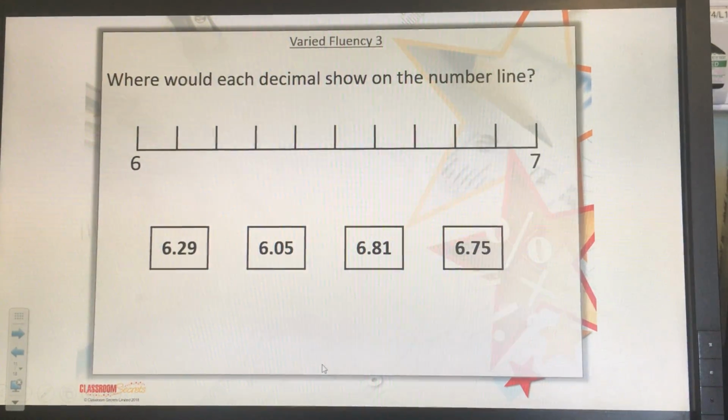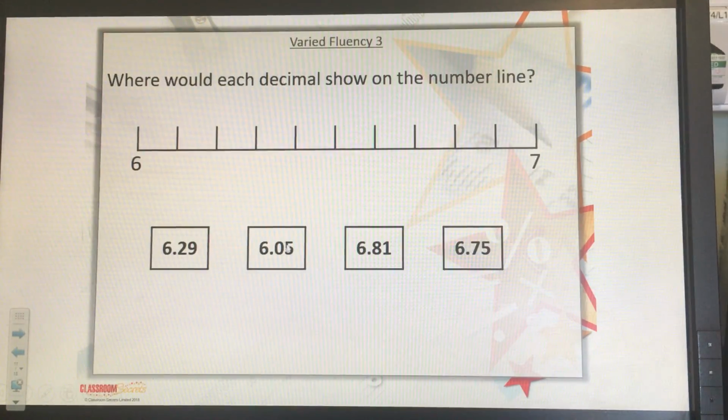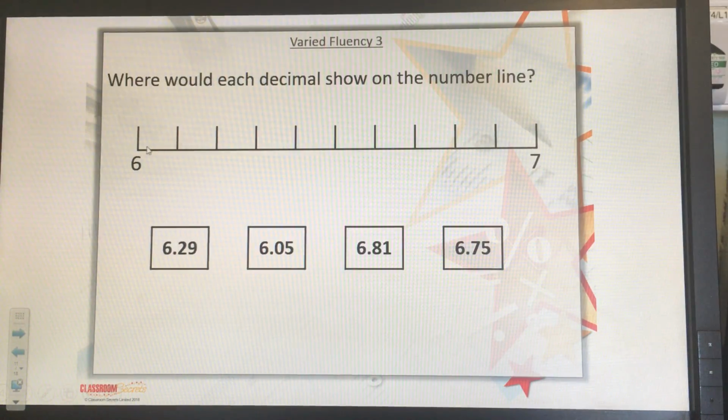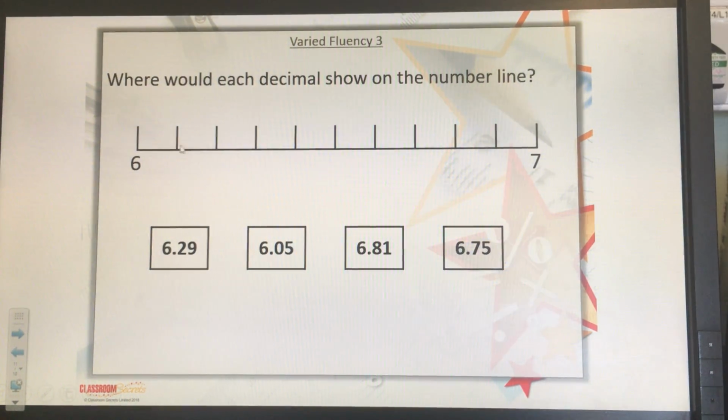Now, I'm going to look at where these would go on the number line. So I'm going to start with the smallest, which I know is this one because it doesn't have any tenths. Now, that means it will go before this one. It'll go in between these two lines because it hasn't got any tenths yet. And it'll go halfway because it's got 0.05.